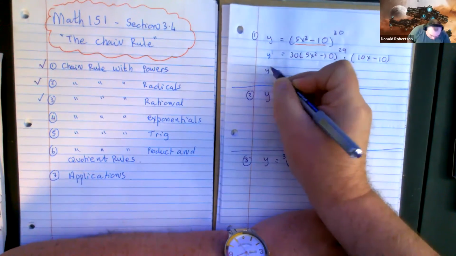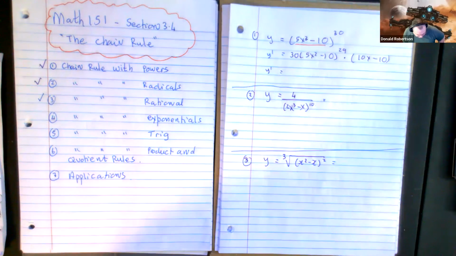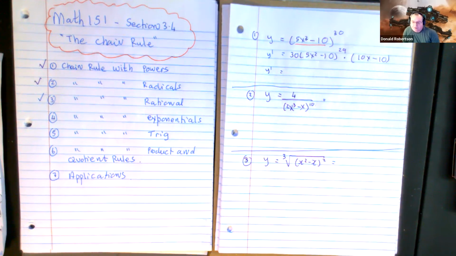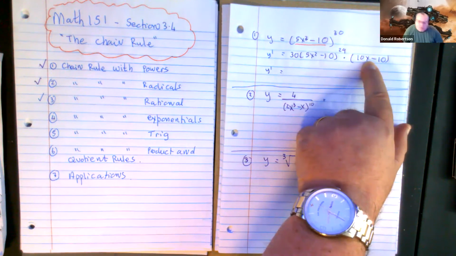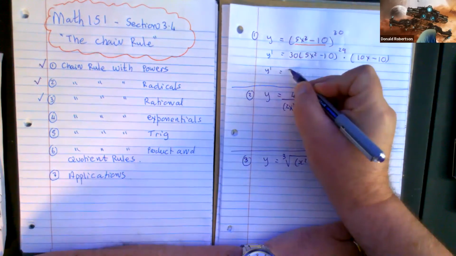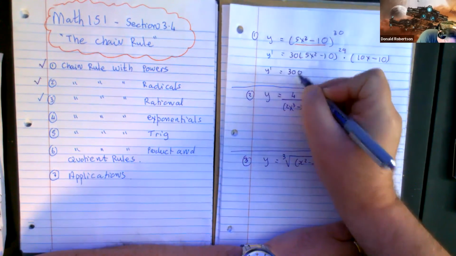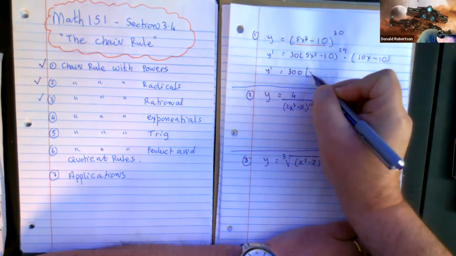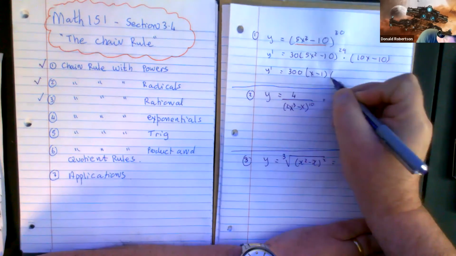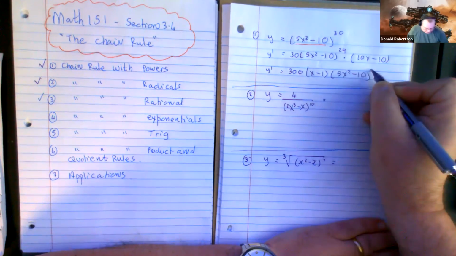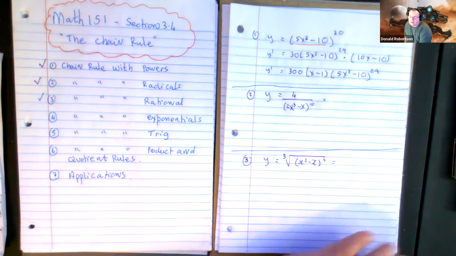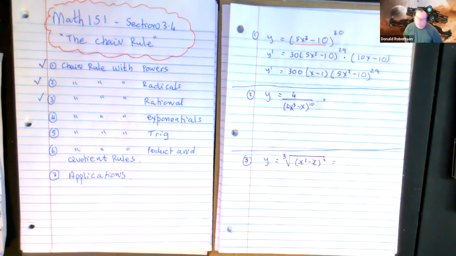And you might or might not have noticed this, but it is important in style points. You can factor out a 10 here as a common factor. So what you actually get is 30 times 10, which is 300. Then you have an x minus 1. And then you have a 5x squared, take away 10 to the power of 29. So hopefully you caught that little style point issue.